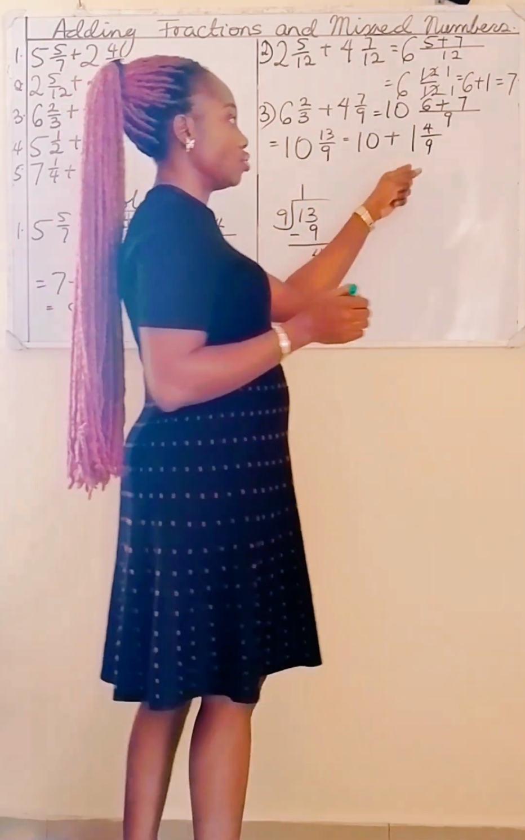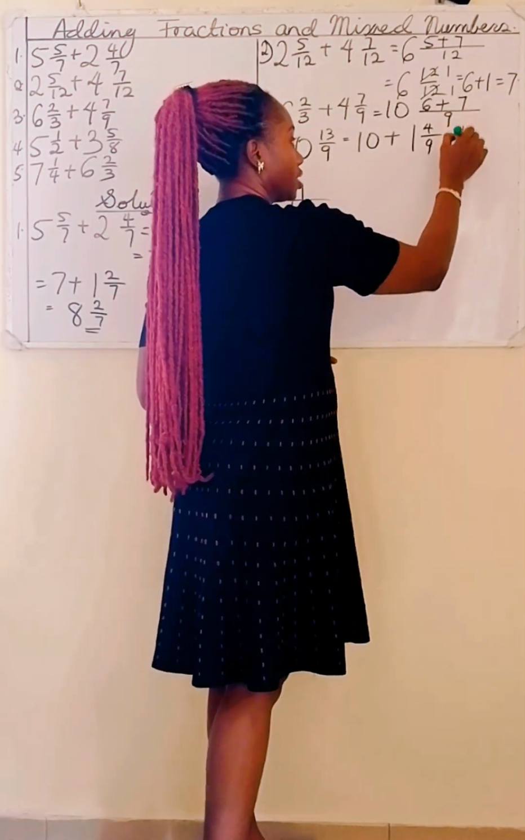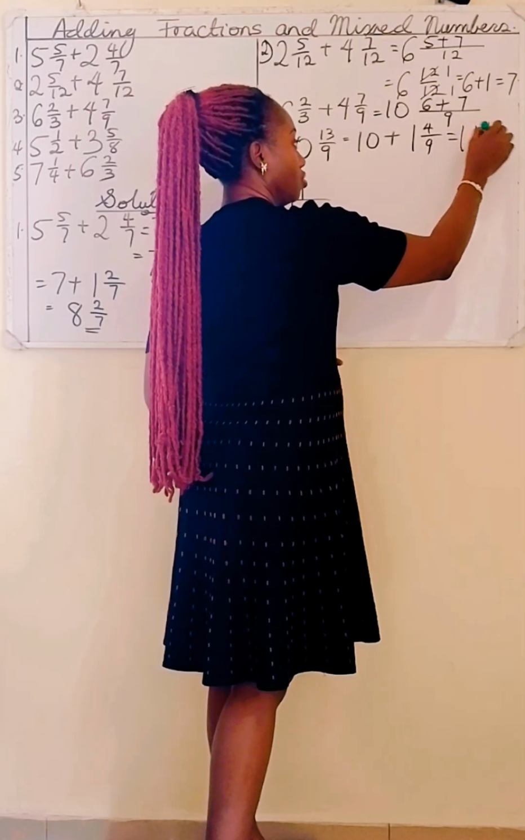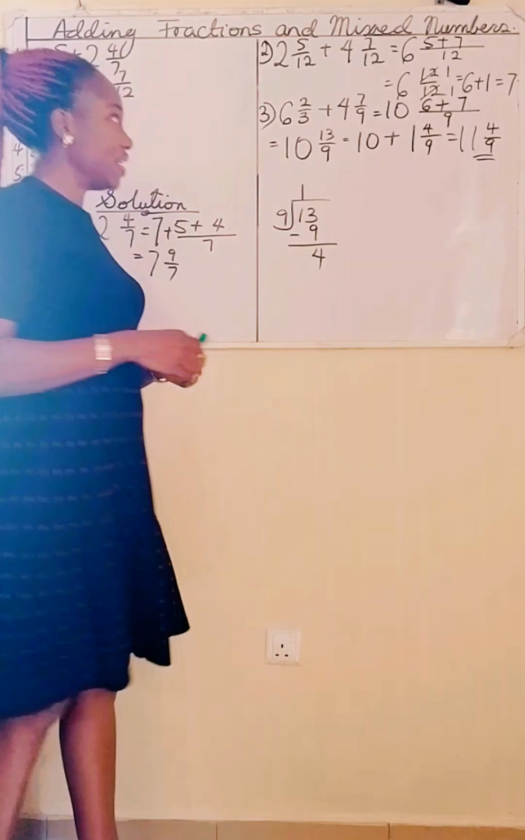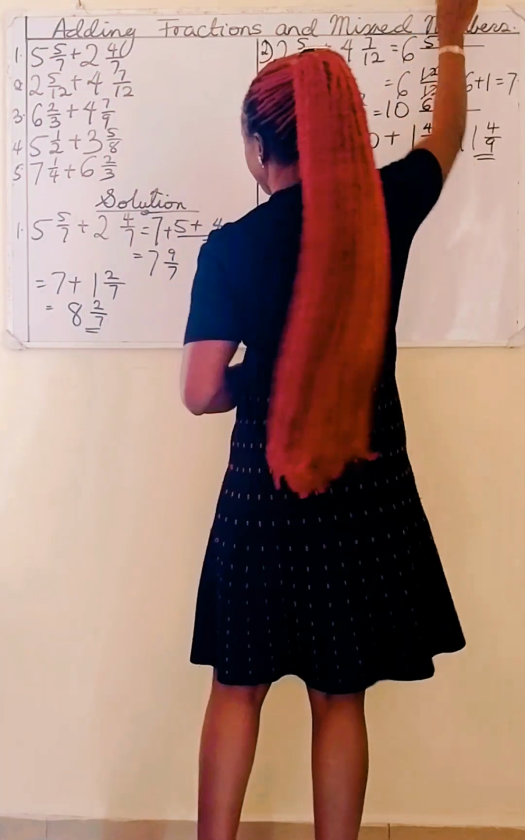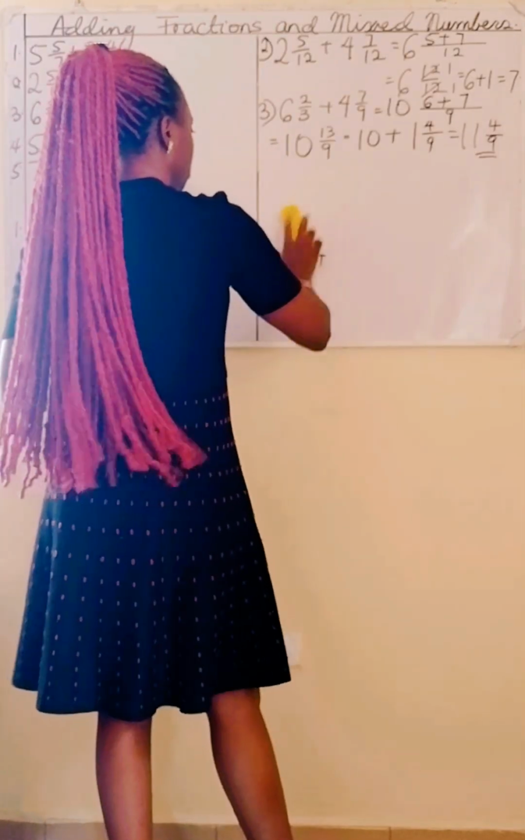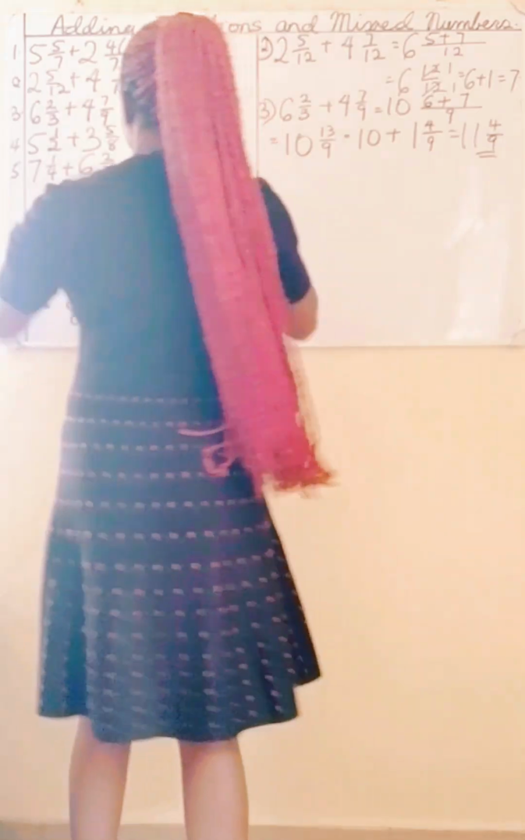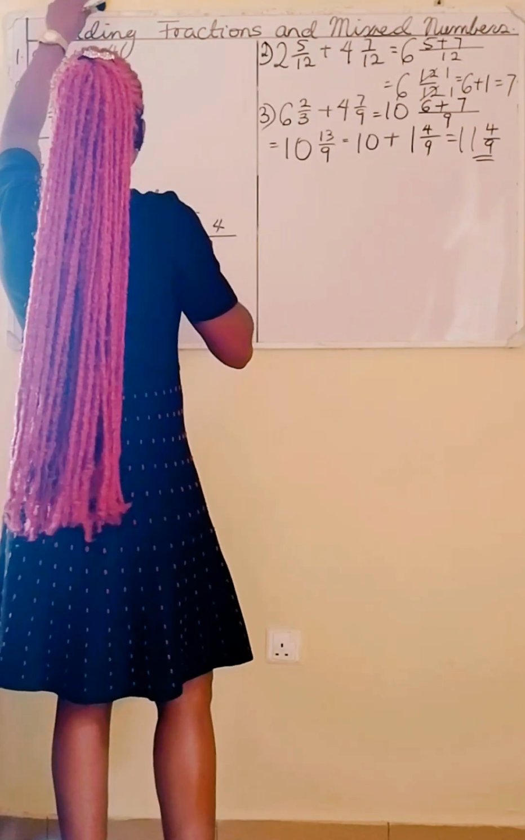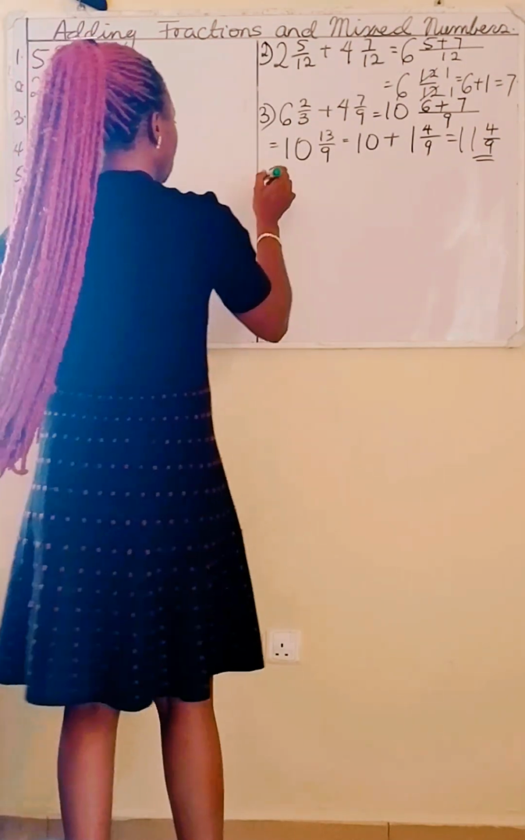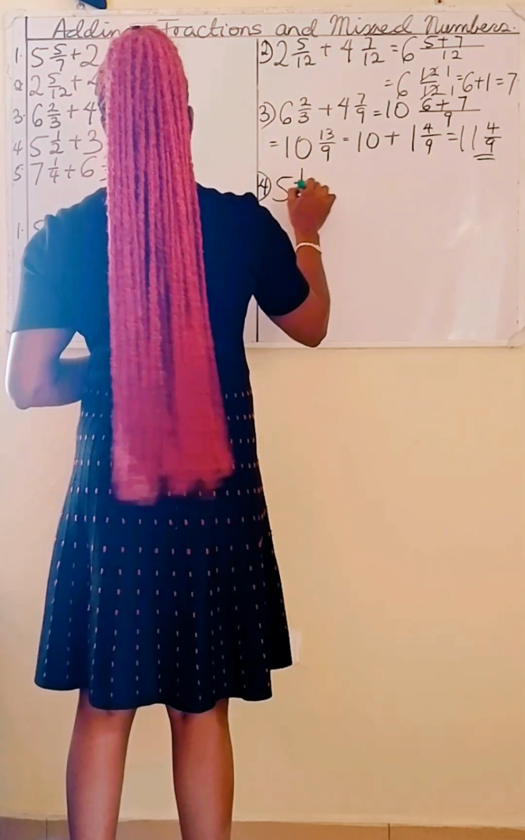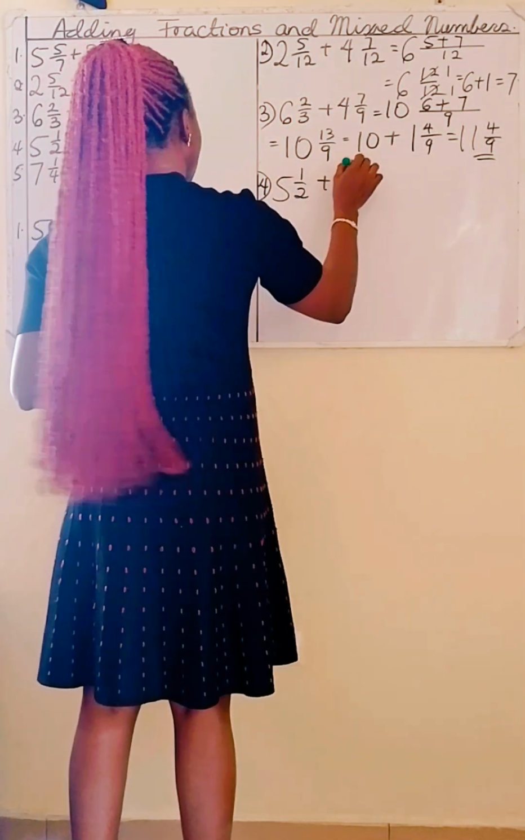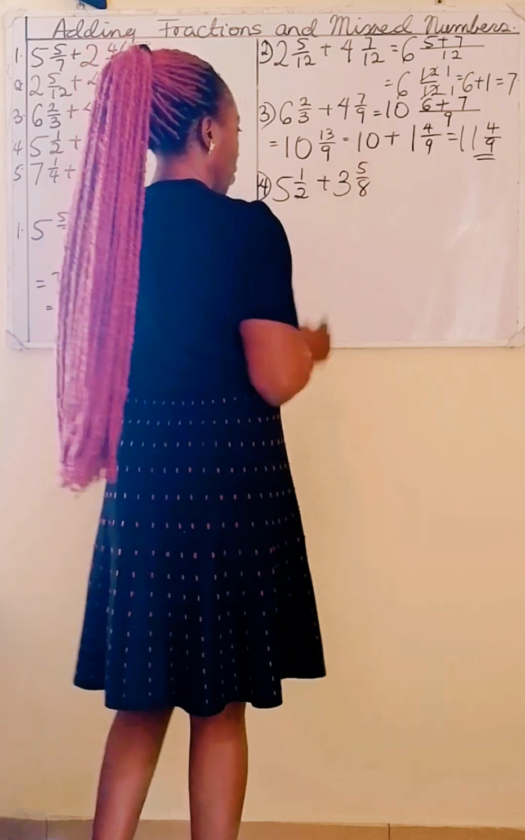Now when we add 10 to 1, this gives us what? 11 whole number 4/9. And there you have it. Alright, number 4. Question number 4. 5 whole number 1/2 plus 3 wholes 5/8.